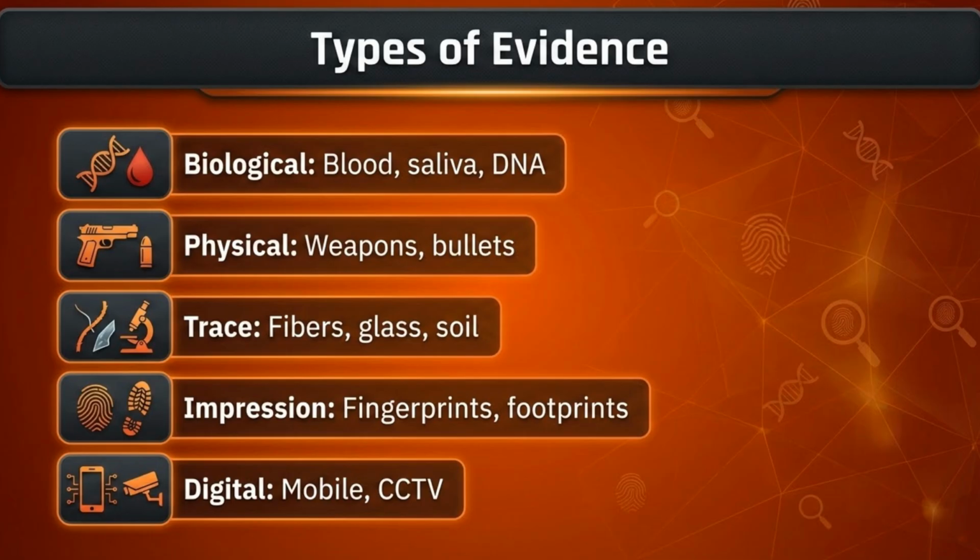Evidence can be categorized into several types: biological, such as blood and DNA; physical, like weapons and bullets; trace evidence, including fibers and glass; impression evidence, such as fingerprints; and digital evidence from mobile devices and CCTV.